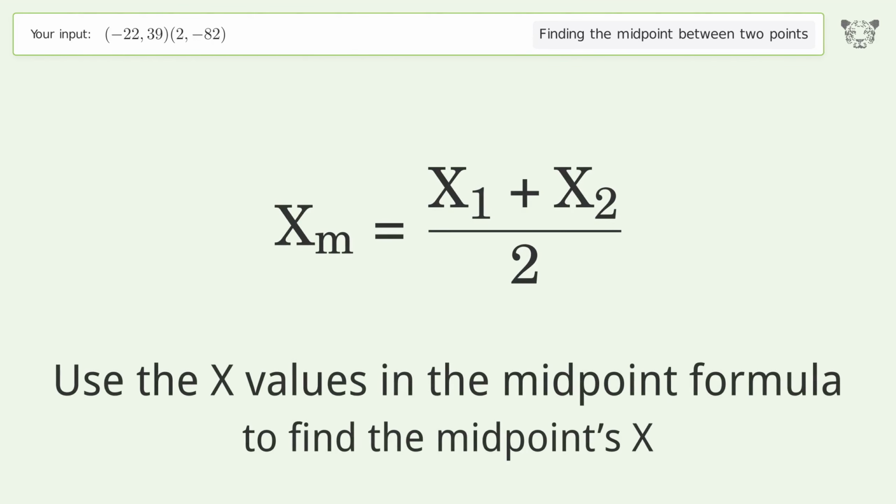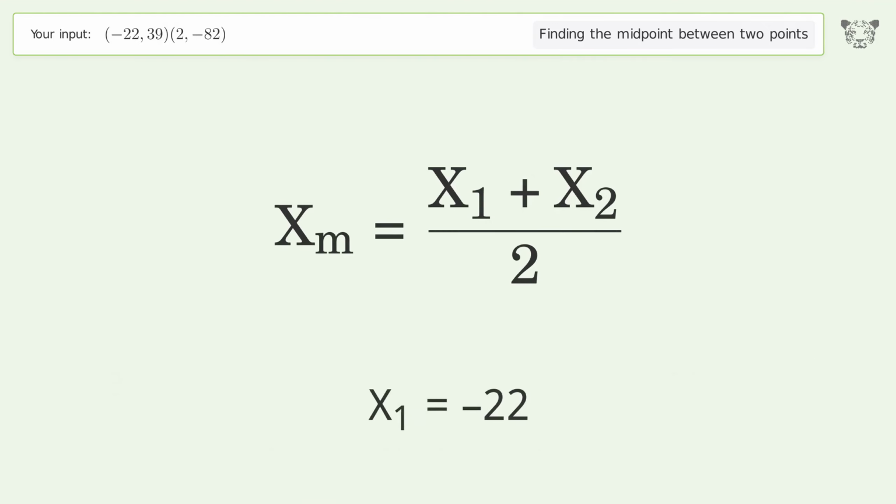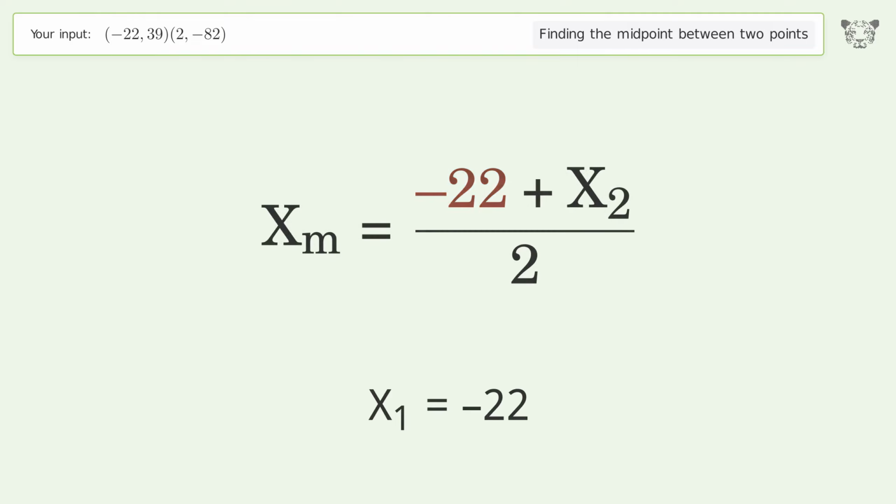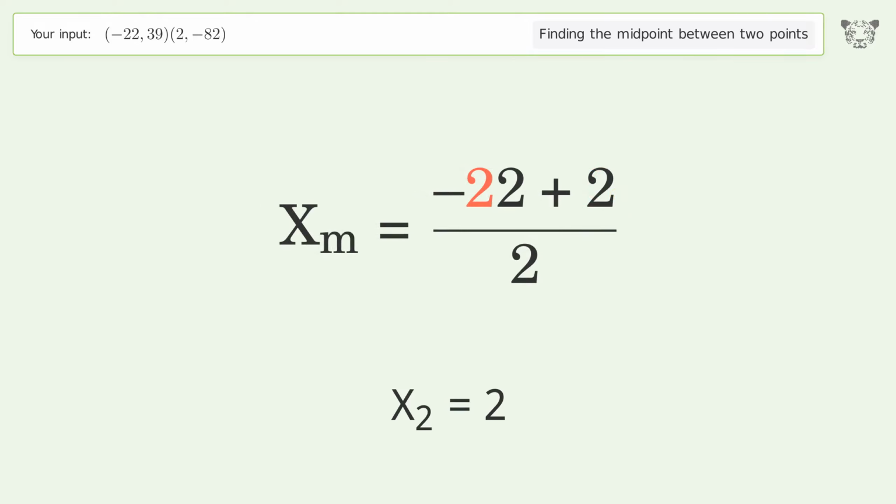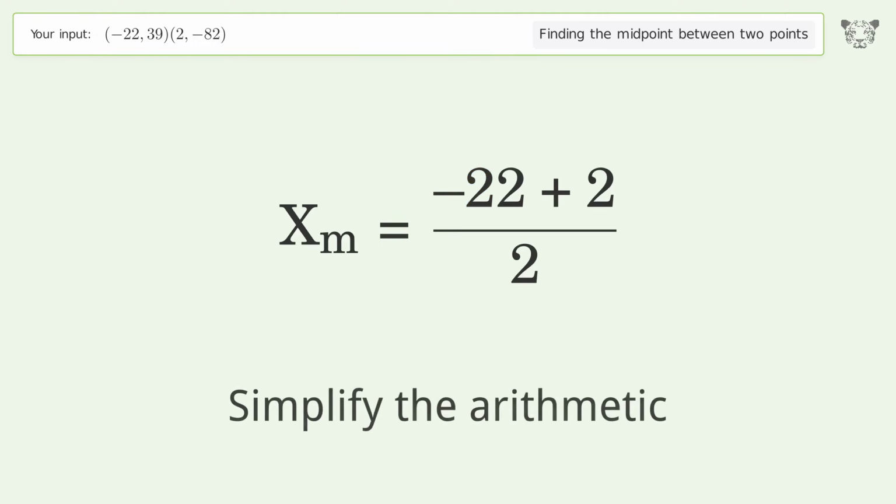Use the x values in the midpoint formula to find the midpoint's x. x1 equals -22. x2 equals 2. Simplify the arithmetic.